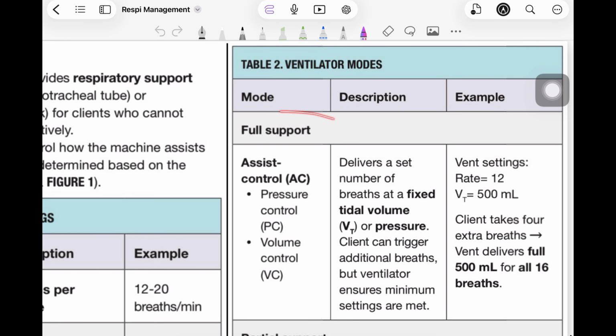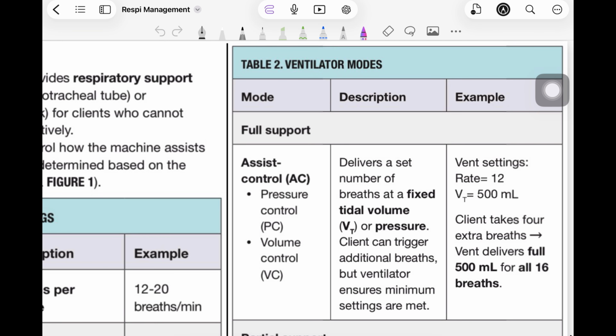Under full support, we have the assist control. It delivers a set number of breaths, so the number of breaths is preset, for example 12, at a fixed tidal volume or pressure. For example, the set given is a tidal volume of 500 ml. The client can trigger additional breaths, but the ventilator ensures minimum settings are met. Suppose the setting given to us is a rate of 12 breaths, then a fixed tidal volume, which the doctor gave, of 500 ml.